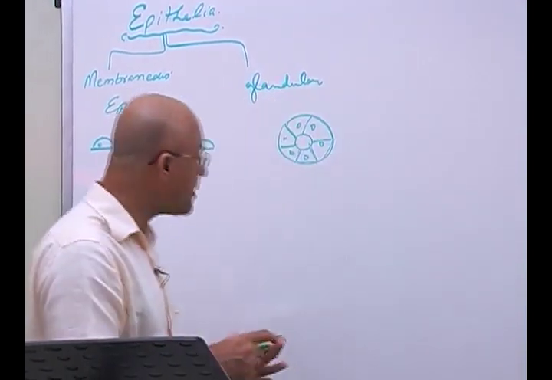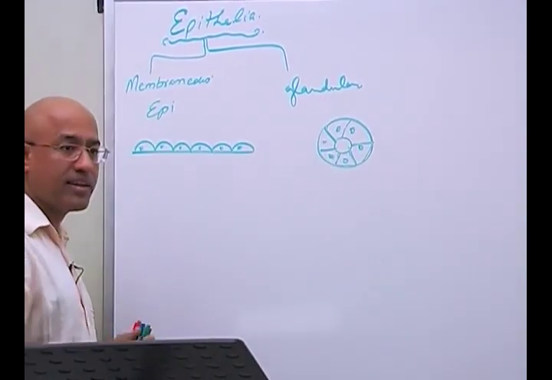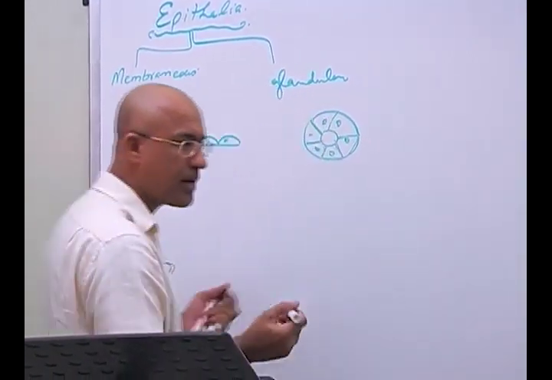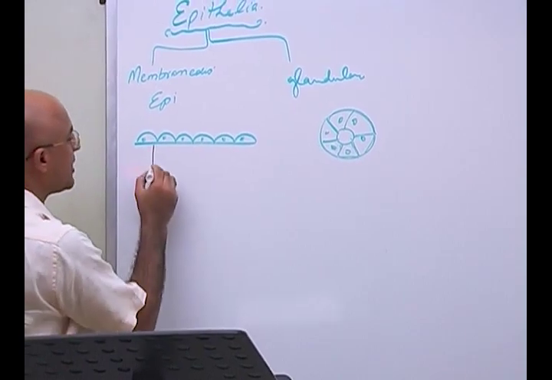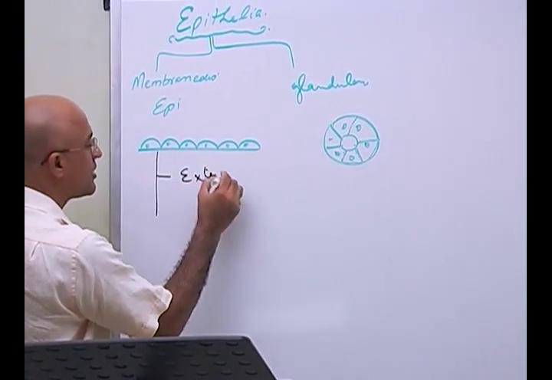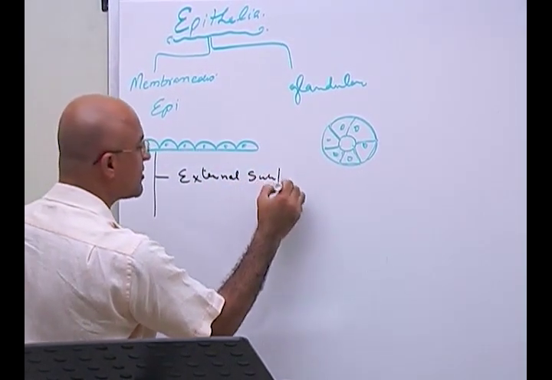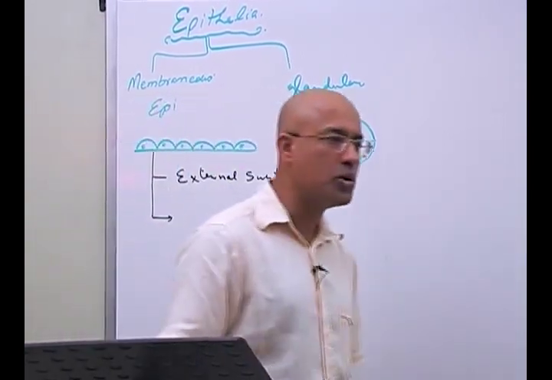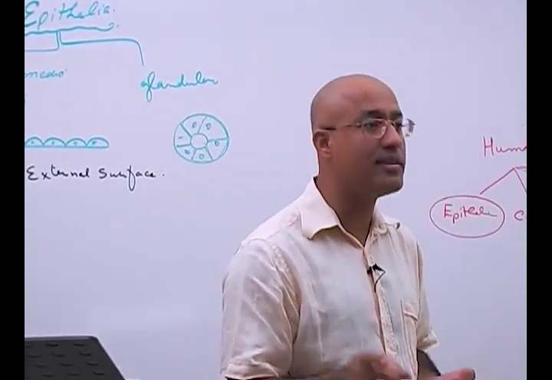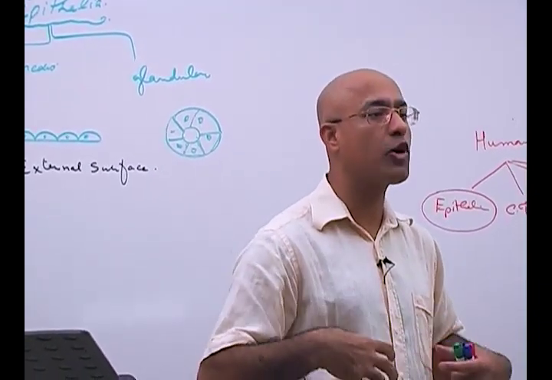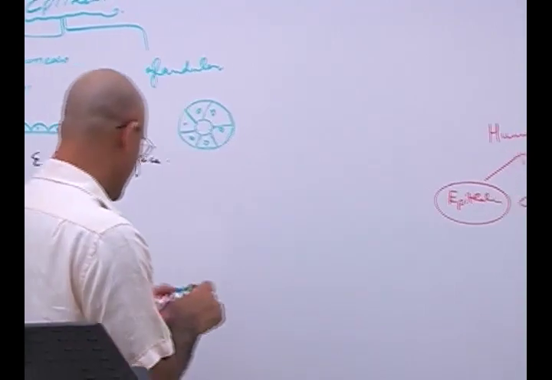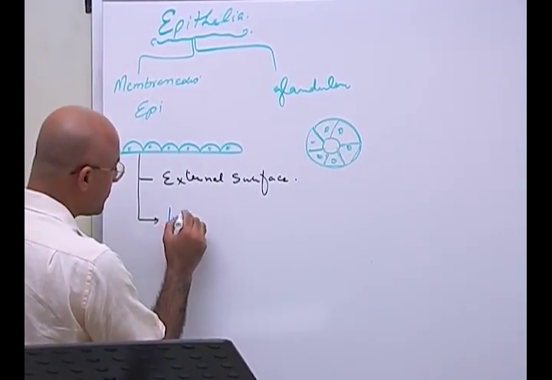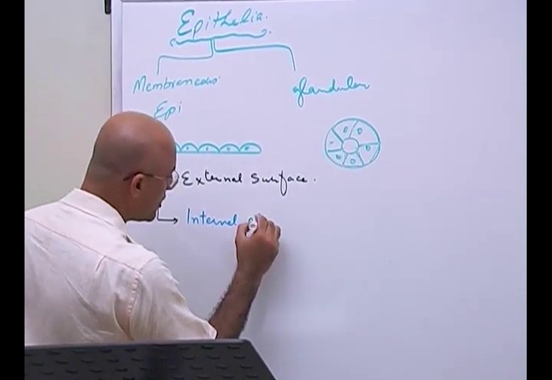Now, when epithelium is present as long membranes, these membranes are, number 1, covering the external surface of the body. Epithelial tissue or epithelia cover the external surface of the body. Of course, that is epidermis. Secondly, epithelial tissue also lines all the internal closed cavities. Number 2, it also lines internal closed cavities.